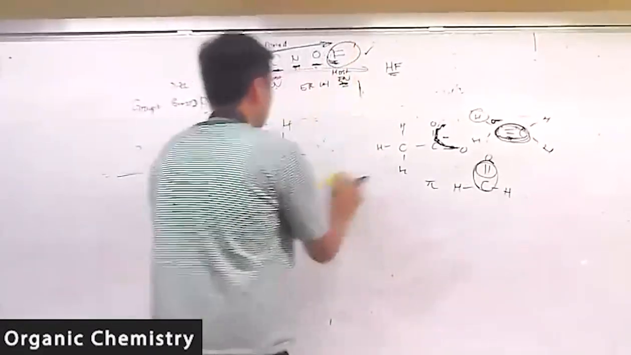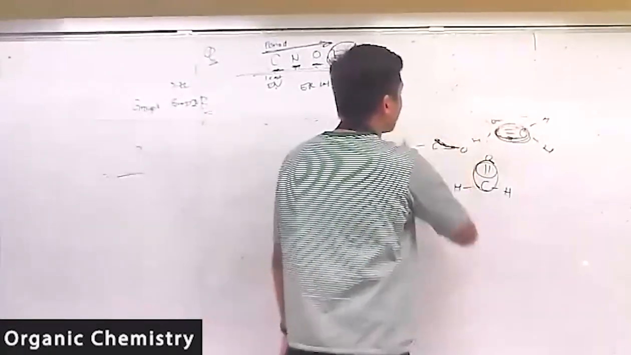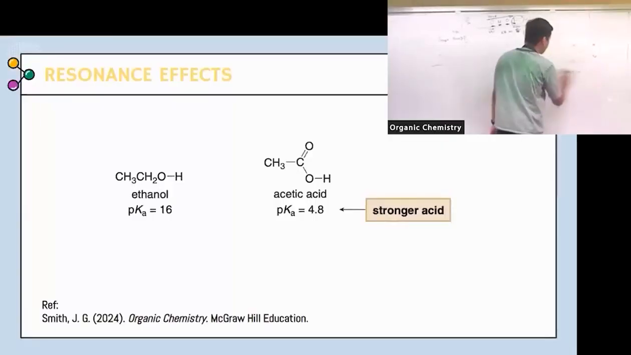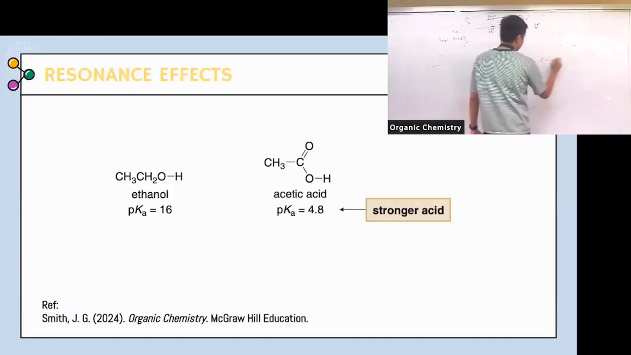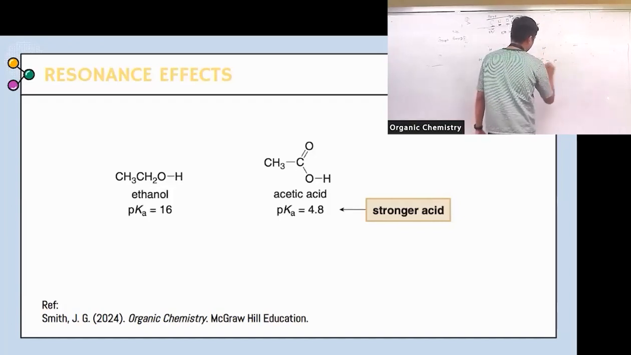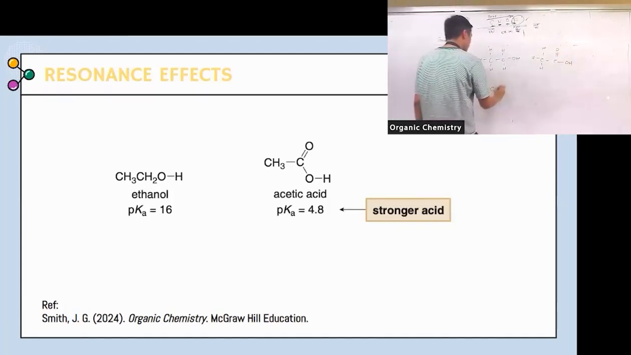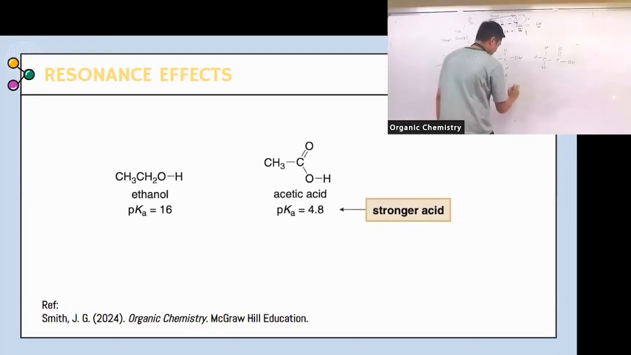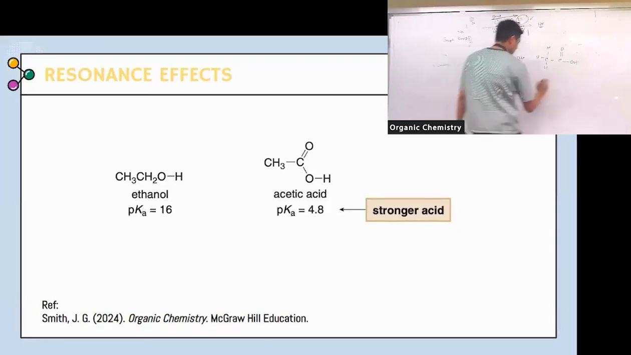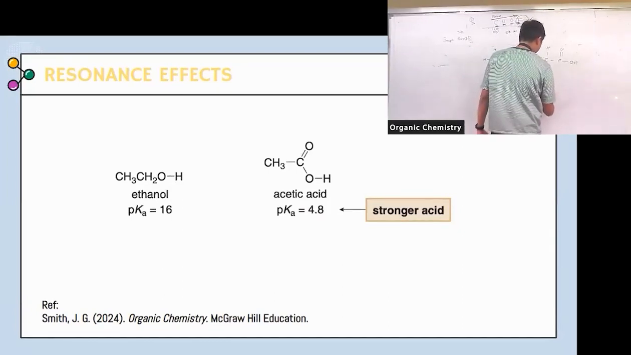Okay, so scientists have found that acetic acid is more acidic than ethanol. Acetic acid is more acidic than ethanol. So why is that so? Let's draw their conjugate bases. Conjugate bases. Oh, this is 2 minus. Let's draw their conjugate bases.